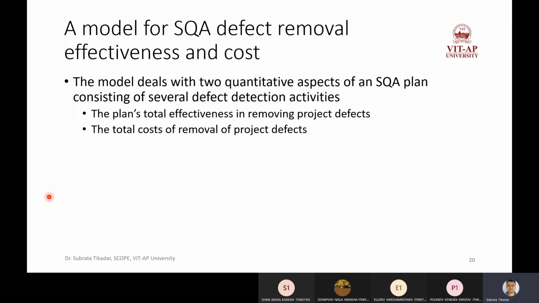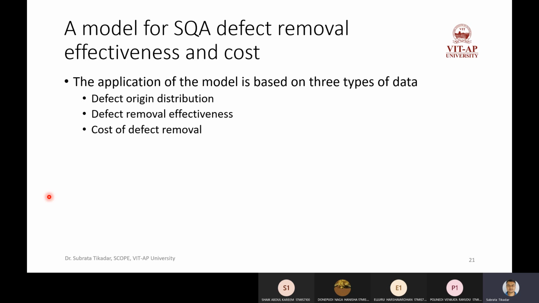So now we will learn a model for software quality, defect removal effectiveness, and cost. The model deals with two quantitative aspects of a software quality assurance plan, consisting of several defect detection activities, which was the main topic of today's lecture. The plan's total effectiveness is in removing project defects, and the total cost of removal of these project defects. How to plan to effectively remove the defects: first detect the defect, then remove the defect, and what is the cost to remove those defects.